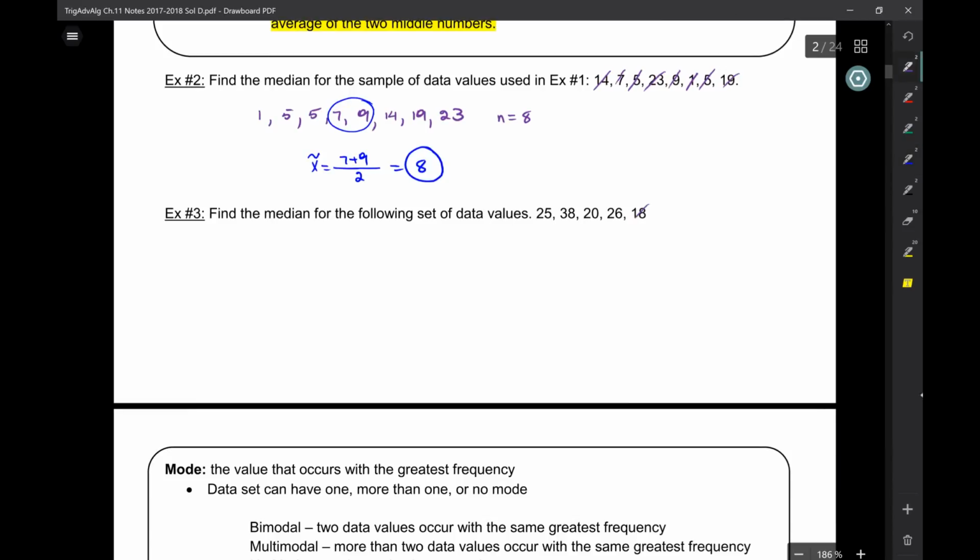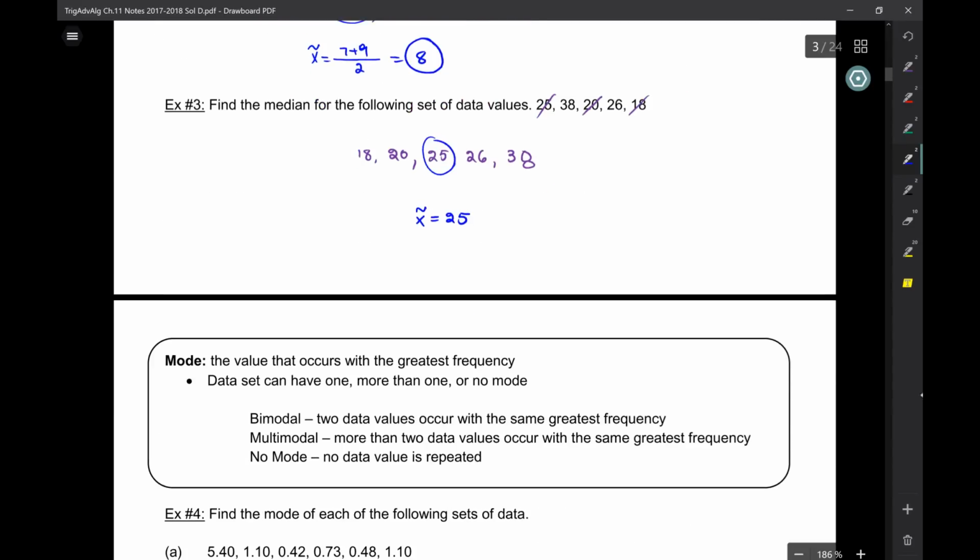We're going to sort them again. So it's going to be 18, 20, 25, 26, and 38. And what's the median here? 25 is the median. Equals 5? Because there's 5. I don't have to write that; that's just for me. Okay, so we did mean and median.